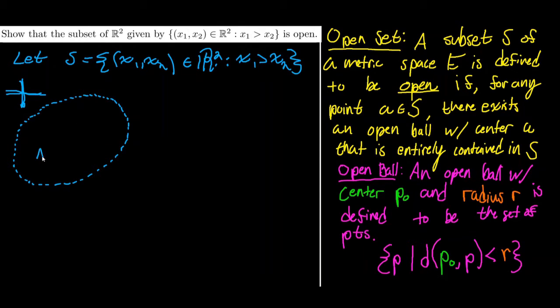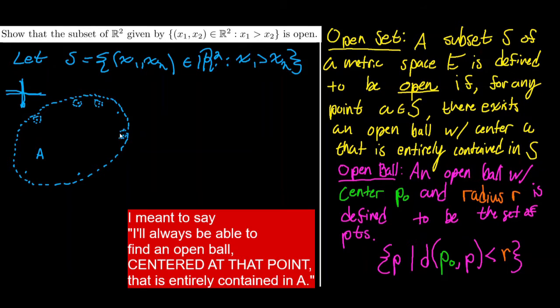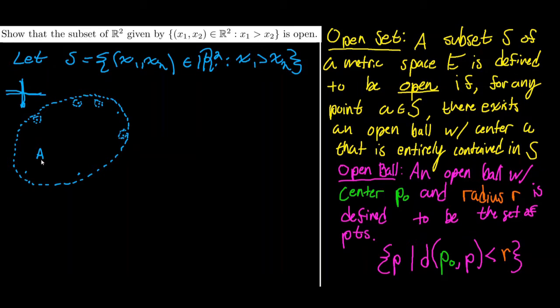So let's say that this is our set A. What this means is that if I were to take any point in A, I'll always be able to find an open ball with center at that point that is entirely contained in A. No matter what point I choose, I'll always be able to find an open ball that is entirely contained in A. That is to say that there are no points in that open ball that aren't in A. Or another way of saying that is every point in that open ball will always be in A. Even another way to say that is that the open ball is a subset of A.